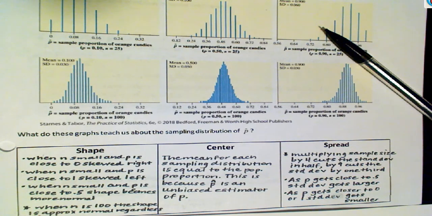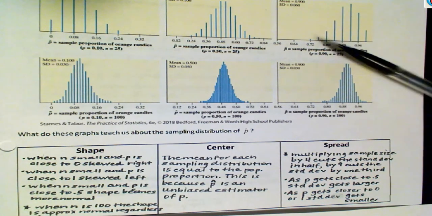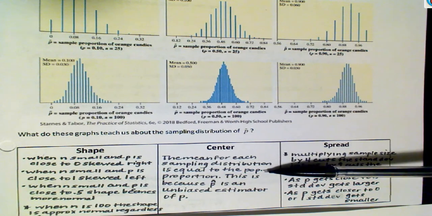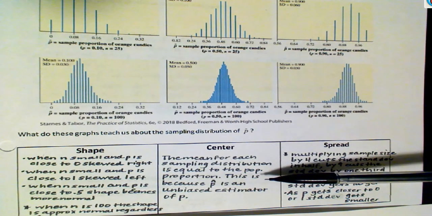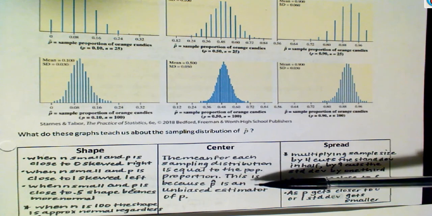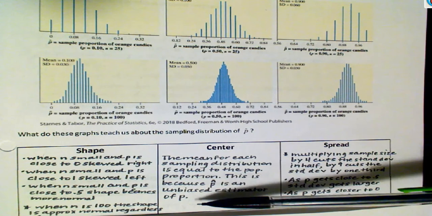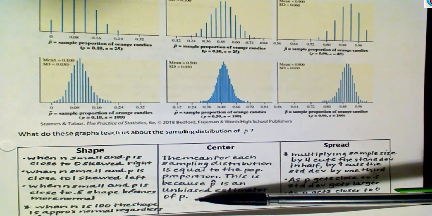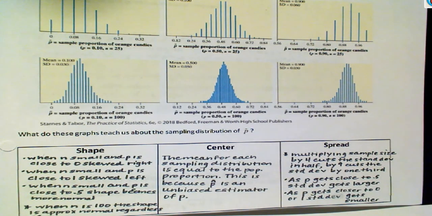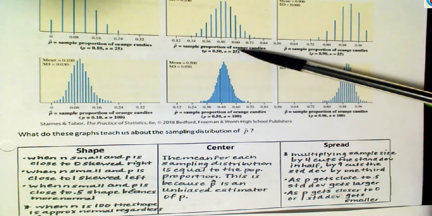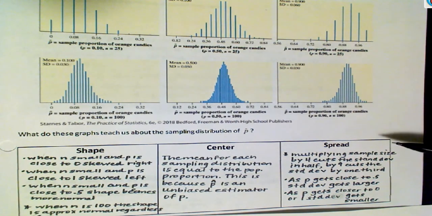So when you're talking about center, you do notice up here that the mean for each sampling distribution is equal to the population proportion. The reason that this is true is because p hat is an unbiased estimator of p. So whenever that's the case, this mean is going to be equal to the actual population proportion. And the last thing I want you to look at is the spread. If you multiply the sample size by 4, that's what you're doing from here to here, and here to here, and here to here, it cuts the standard deviation in half.